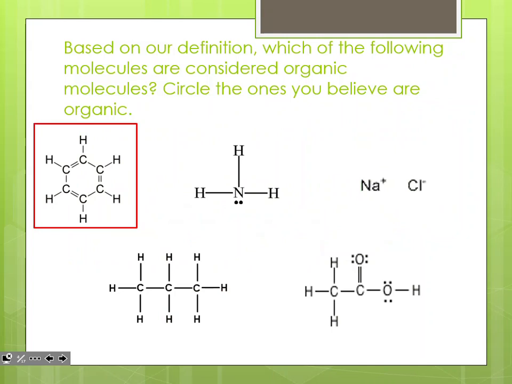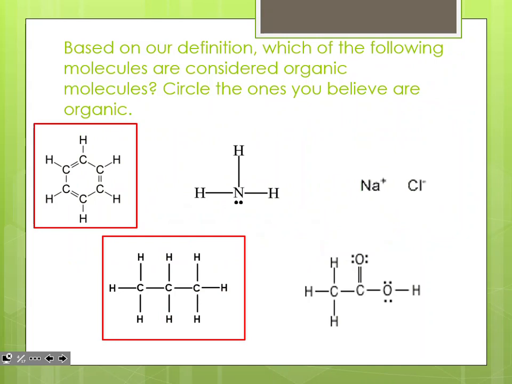How about the Na+ Cl-? No. What type of compound is that? That's an ionic compound. An ionic compound is always going to have a metal and a nonmetal, so you're not going to see any carbon chains in that. How about this one down in the lower left corner here? Yes, definitely, and over to the right there.